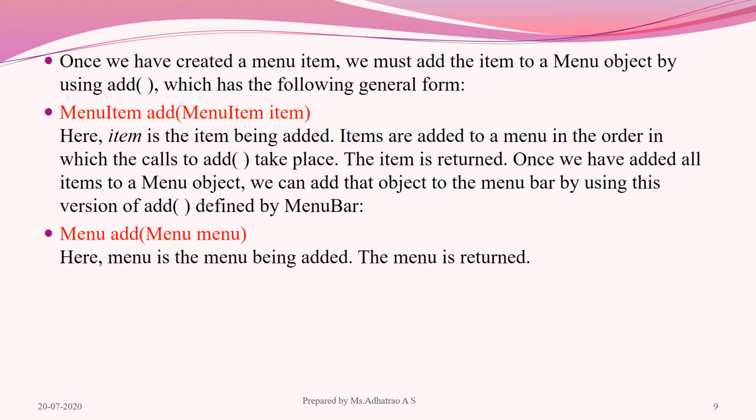This means if you want to create menus, first you define all the menu items. After defining all the menu items, you must add them to your menus, and then the menus are added to the menu bar. So this is the flow. First create menu items, then add them to your menu, then the menu is added to the menu bar.